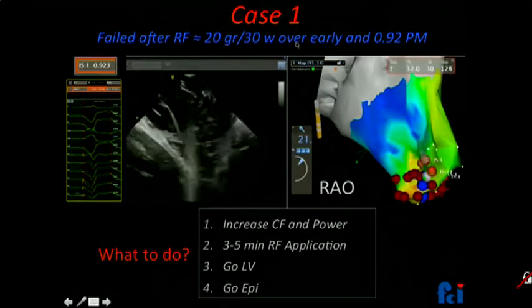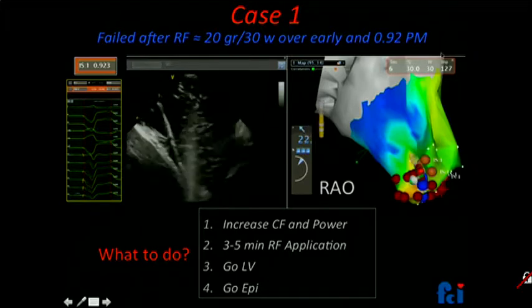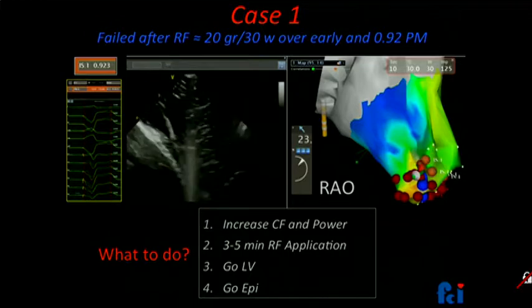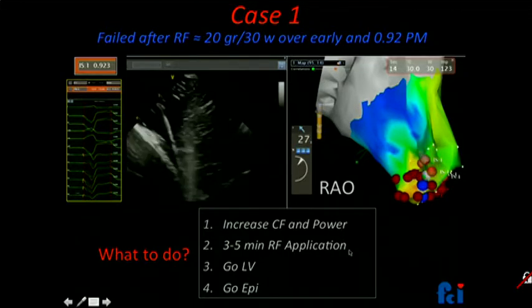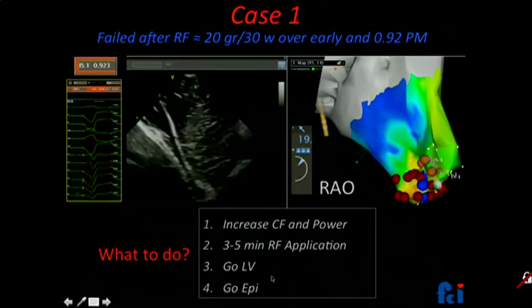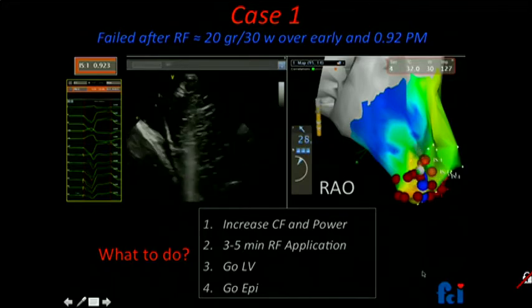When we have failed after having 20 grams, 30 watts of power in the tip of the apical recess and 0.92 of correlation on the pace mapping, what can we do? We can vote very quickly. If you wish, would you increase the contact force and power? Would you apply 5 minutes of RF? Would you go to the left ventricle, or would you go epicardial?